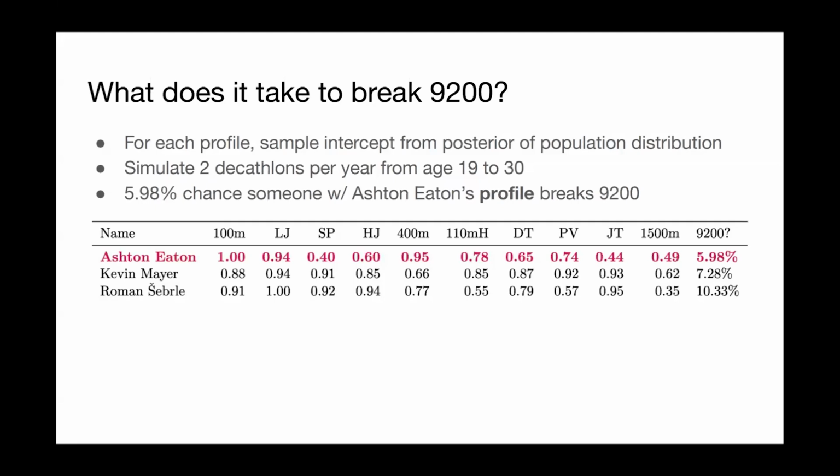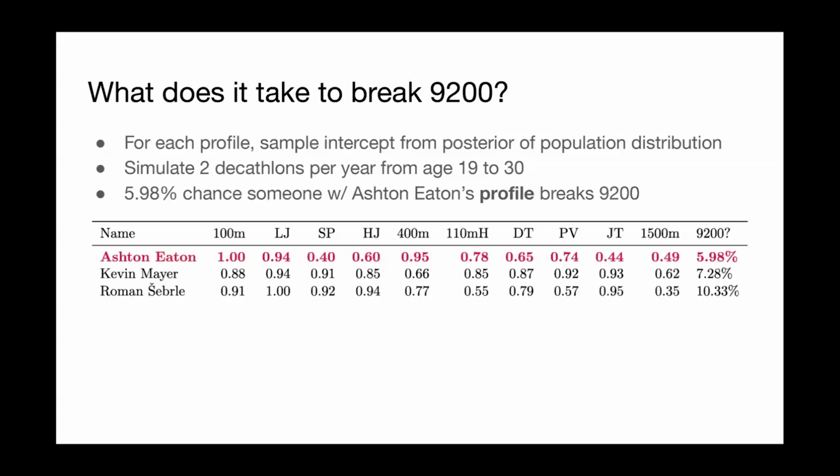And what we do is we simulate 2 decathlons for such an athlete every year from the ages 19 to 30, and we calculate the proportion of careers in which this athlete actually does break 9,200 points. We do note that this is perhaps an optimistic approach, as it assumes that the athletes can complete so many decathlons and they can do so across this decent chunk of time.